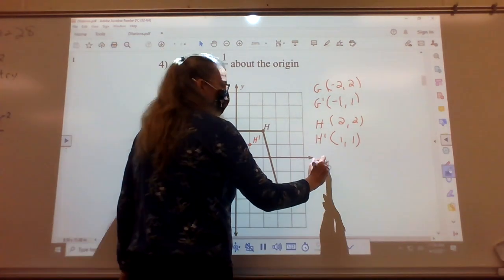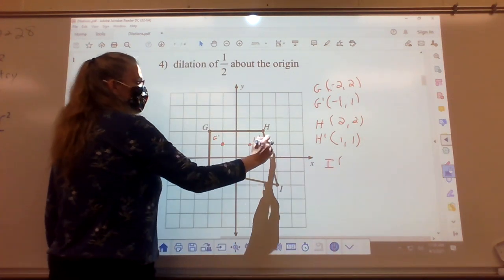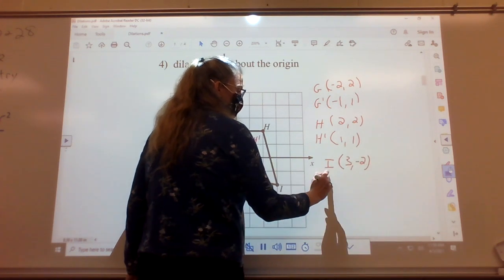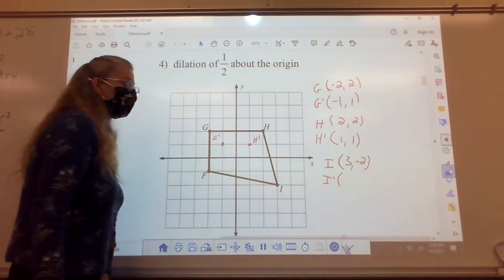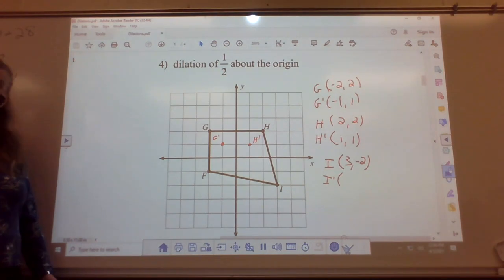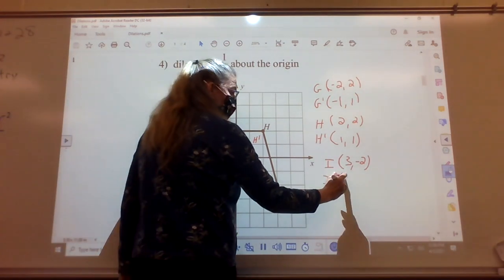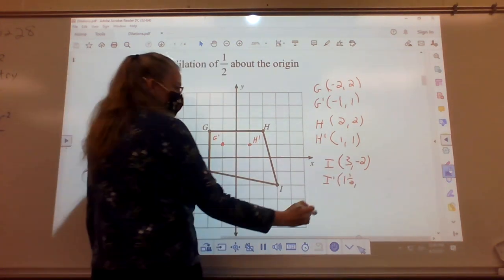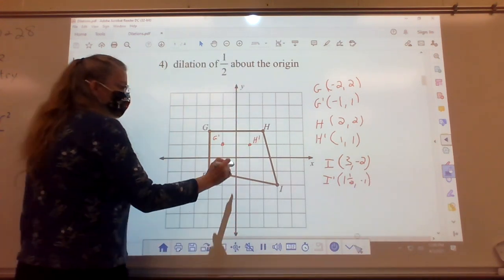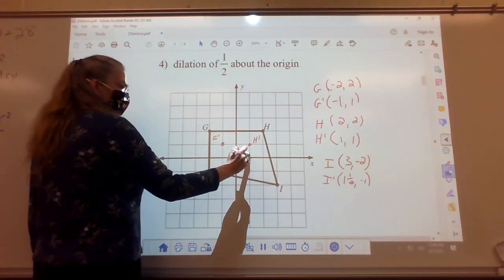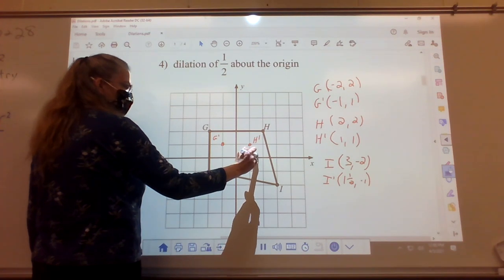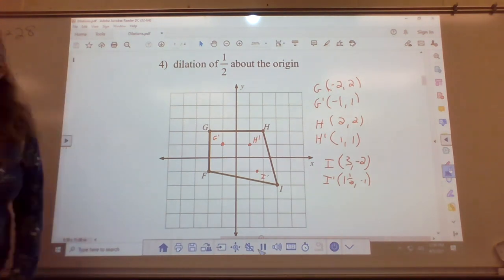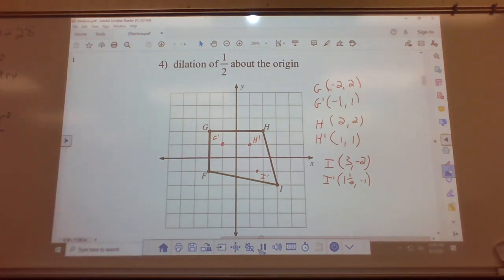I, 1, 2, 3, down 2. So (3, -2). I need a half of it. So a half of 3 is 1.5. So I need 1.5. A half of negative 2 is negative 1. So again, I'm going to have to kind of eyeball this a little bit. 1.5, down 1. So it's here. But at least it's just a half. Half's not too hard to eyeball.